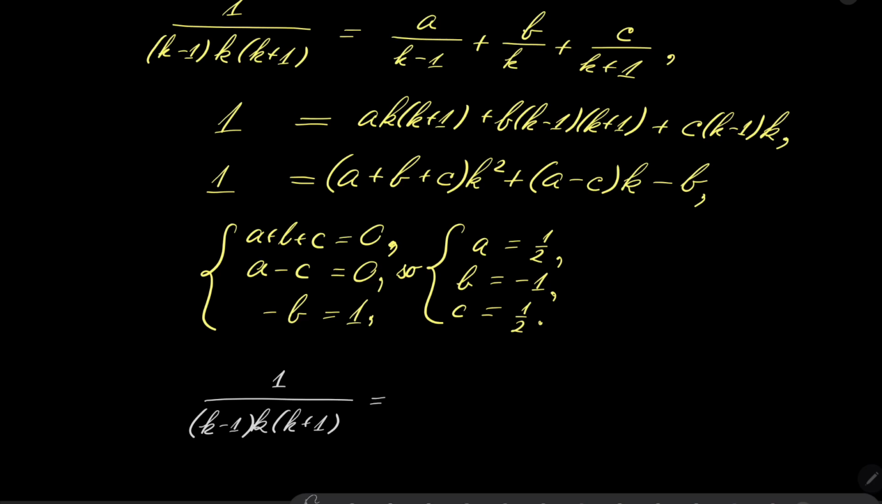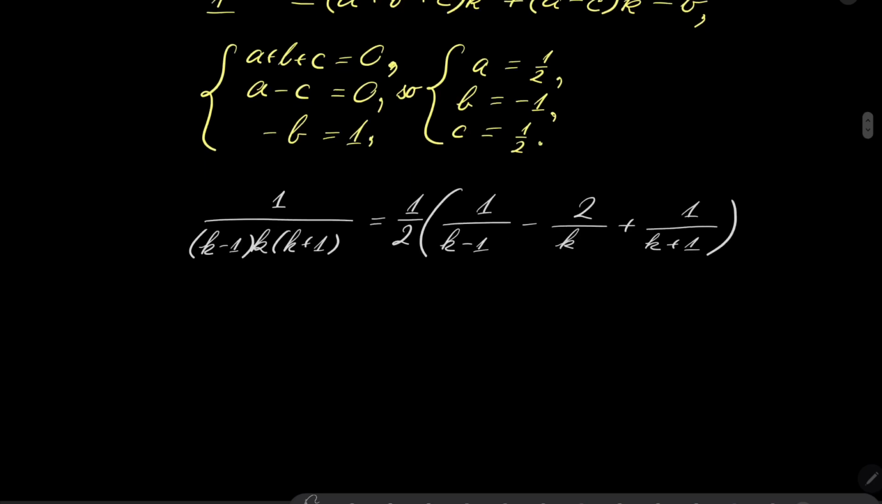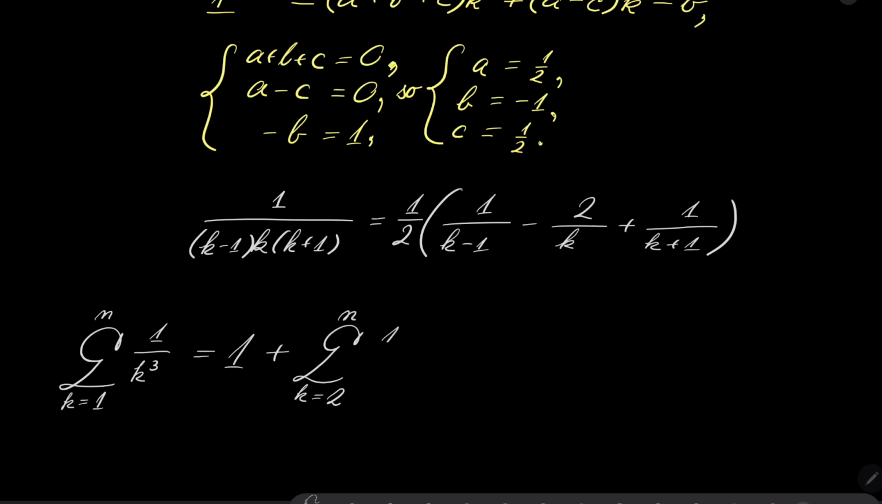It equals 1/2. We can put 1/2 in front. So we have 1/2 times (1 over k minus 1, minus 2 over k, plus 1 over k plus 1). All right. And now let's take our sum, k goes from 1 to n, 1 over k cubed. Because of our estimates, we can actually first write 1 in front, and then we have the sum going from k equals 2 to n, 1 over k cubed.